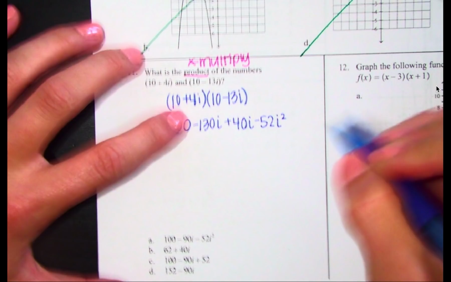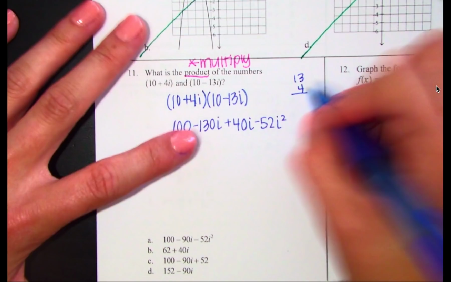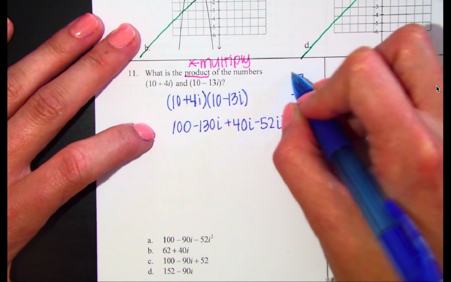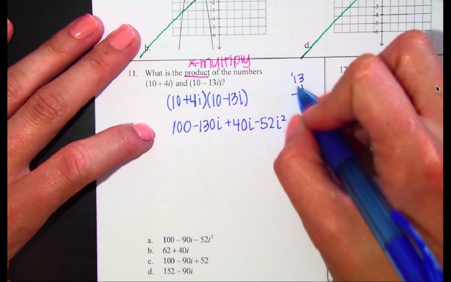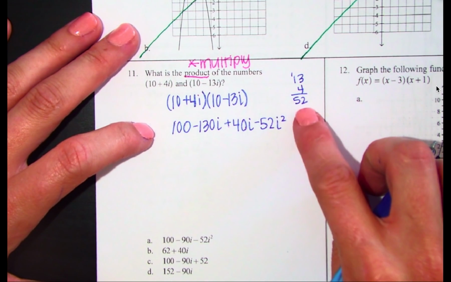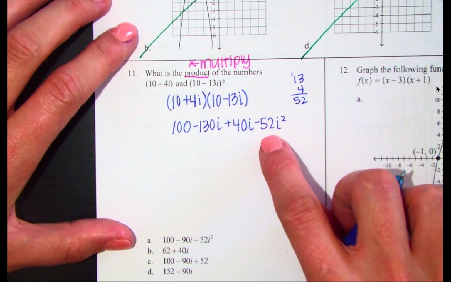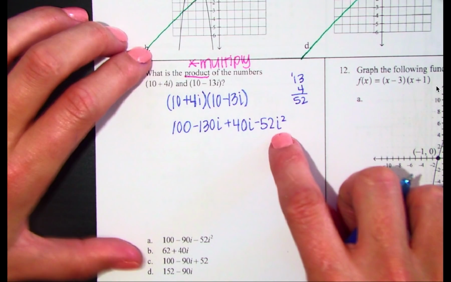But for those of you who can't do it in your head, which is fine, I didn't when I was your age, 3 times 4 is 12. Carry the 1. 4 times 1 is 4 plus 1 is 5. So that's how you get 52, showing your work on the side. So it was a positive times a negative. That's how we got negative. And then i times i gave us the i squared.